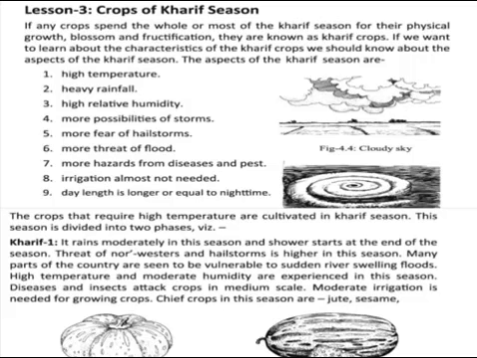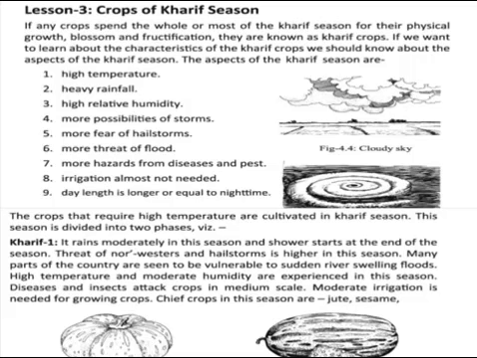So if you want to learn about the characteristics of the Kharif crops, we should know about the aspects of the Kharif season, some key features of the season. The aspects of the Kharif season are high temperature, that means temperature is more than 30 degrees Celsius. It is very hot and humid. Heavy rainfall in the season, we will see the rainfall is very heavy. High relative humidity, that means humidity is higher than in winter seasons. The moisture in the air is very heavy. More possibility of storms in this season.